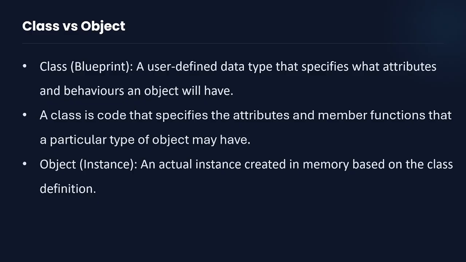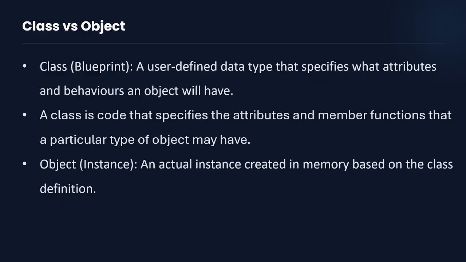Right, so you basically put your attributes, which are going to be your variables. Behaviors could be the functions or the methods you are going to have inside your class, right? Then we can go ahead with the second point, which says a class is a code that specifies the attributes and member functions that a particular type of object may have, right? So when we move on and then start with the practicals, where we can see the structure and then how we can create our attributes and then member functions, you actually get to understand this very well.